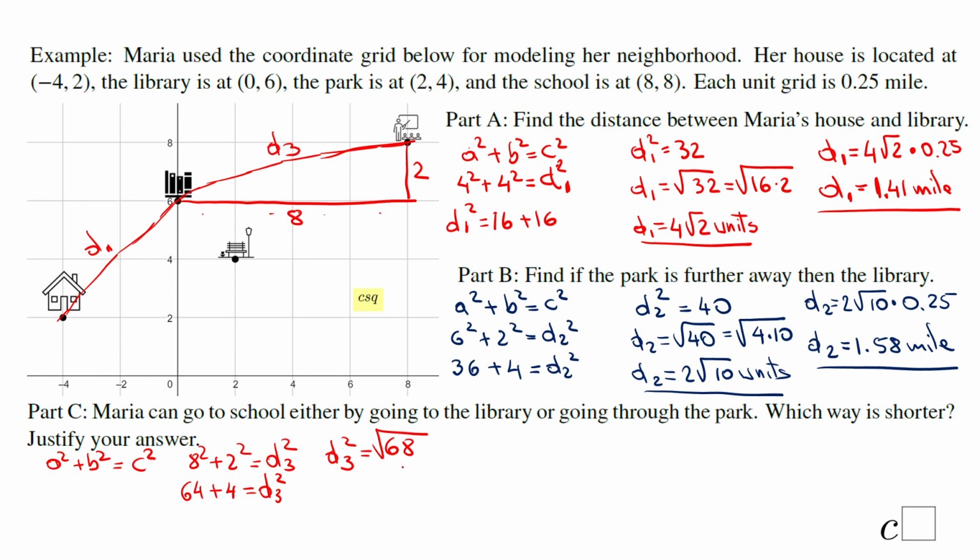which is 4 times 17, and that means it is 2 square root of 17 units. But again, if I want to find the distance, I have to multiply by 0.25, and let's see how much that is.